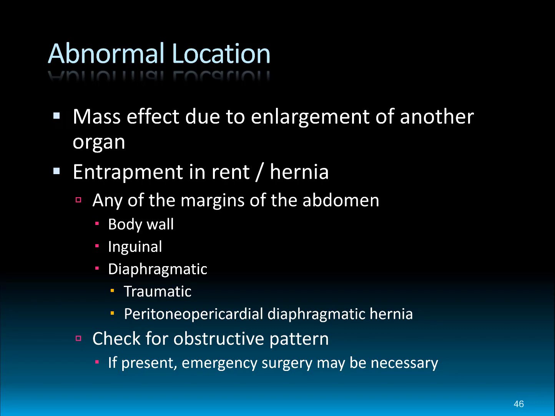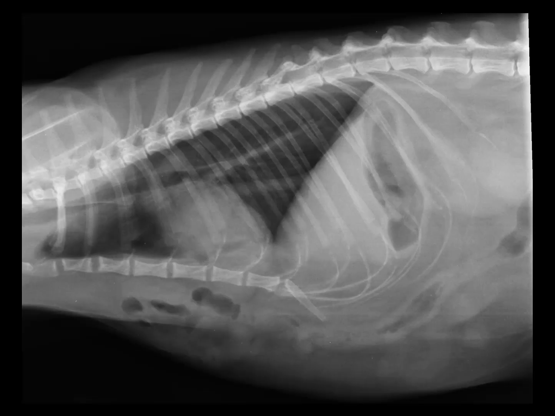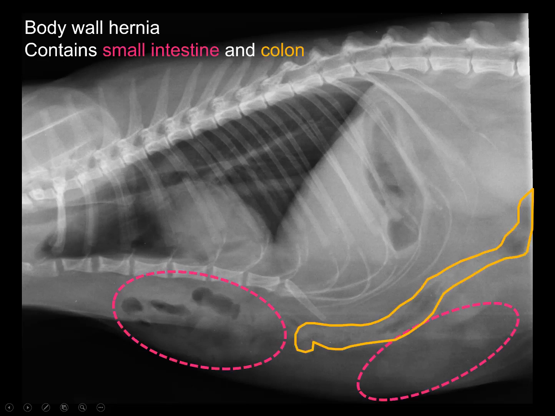Here we have a cat, and I think it's fairly readily apparent that there are some gas bubbles in the soft tissues of the ventral thoracic wall, certainly where they don't belong, and then we see this tubular structure that extends toward those gas bubbles and then back toward the abdomen. And so this was a case of body wall hernia that contained both large intestine and small intestine.